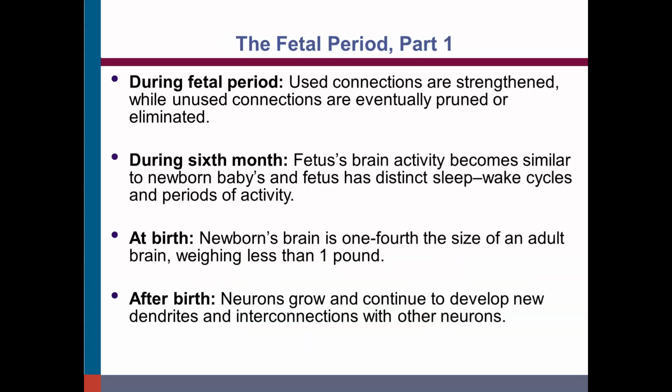Okay, let's go ahead and move forward here. During the fetal period, we have to keep in mind that the connections in the brain that are used throughout development are strengthened. And the unused connections are eventually trimmed down. The actual word for that is pruned. So that's the elimination of unused connection parts of the brain, things like the neuronal pathways or the neurons.